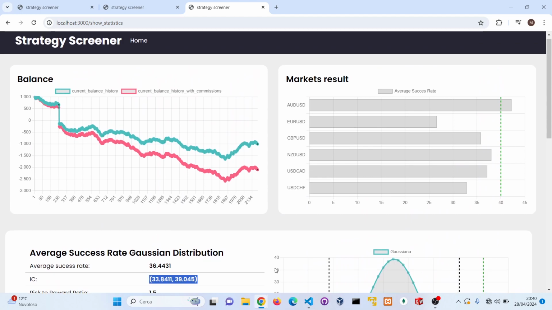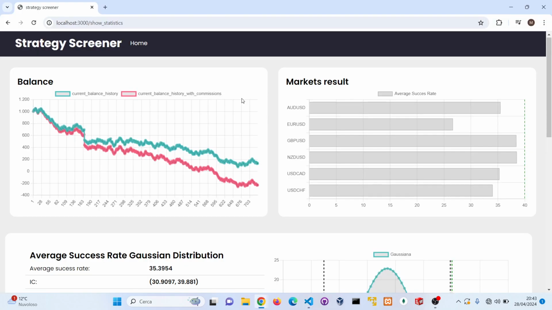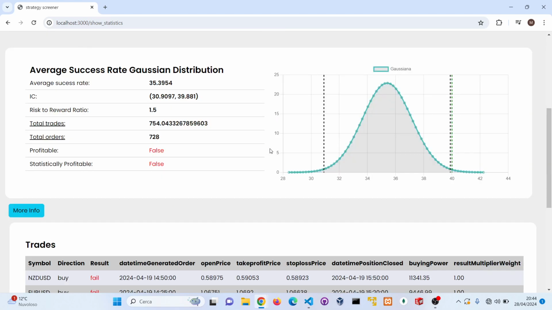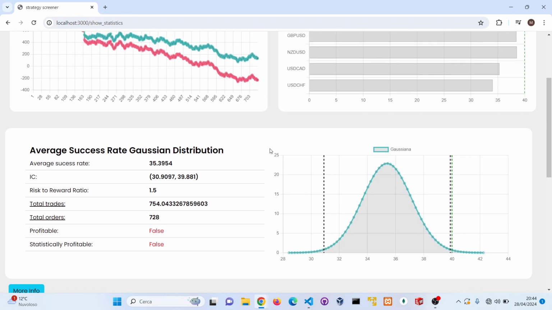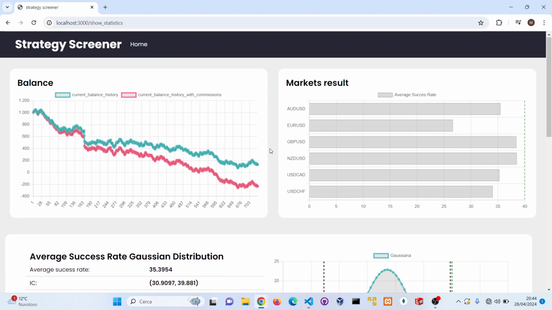Let's try anyway to run the strategy on the test dataframe, and let's see how it performs. I remind you that the test dataset is the dataset with the most recent data, which the software has not analyzed. And as you can see, the strategy is not profitable in the test dataset either. So basically, with these criteria, the strategy is not profitable.